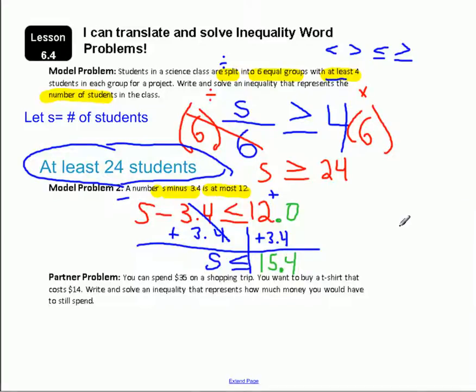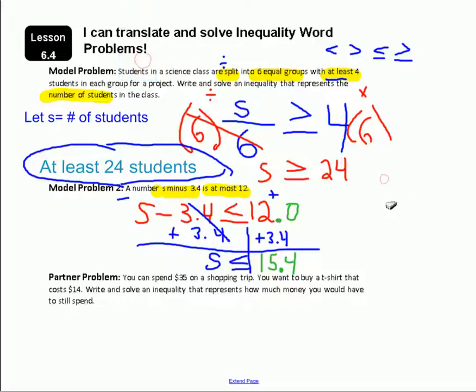Okay, we're at the partner problem now, so you can either work with, depending on what the sub or Ms. Freifeld asks, your neighbor or your behind partner to work on this problem. Again, exactly what I did. You read it once, highlight what you're looking for. Actually, I'm going to type it because I think it'll be faster.